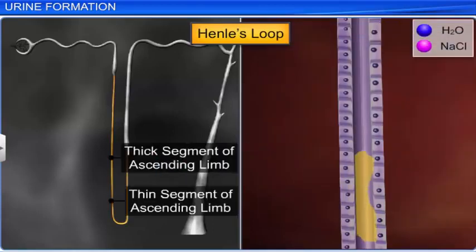The ascending limb is permeable to electrolytes actively or passively and is impermeable to water. Therefore, electrolytes pass into the medullary fluid and dilute the concentrated filtrate as it passes upwards.